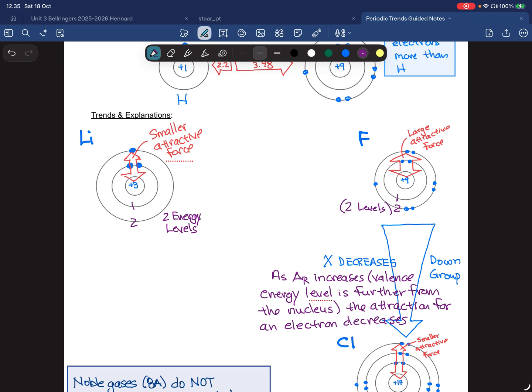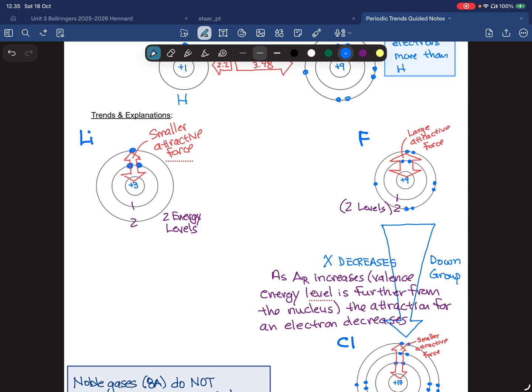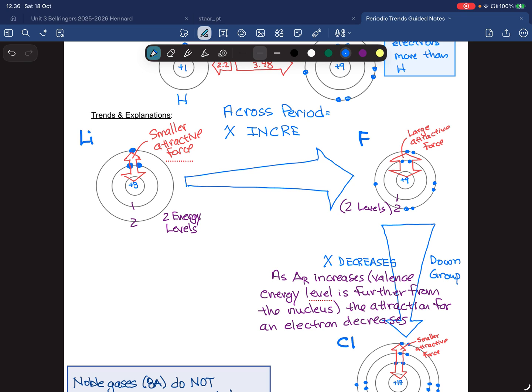So what that means is that as I go from left to right, from a small force to a large force, the electronegativity will increase across the period. Okay? So, across the period, electronegativity increases. Just exactly the same way that ionization energy increases.